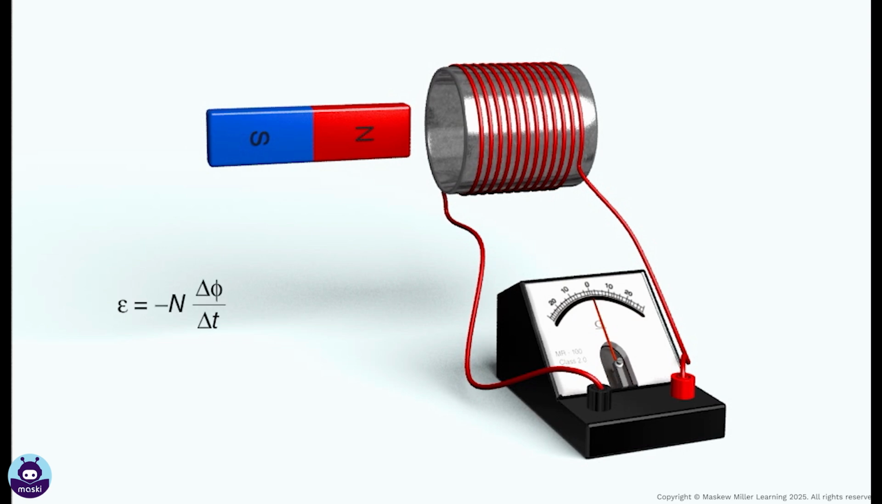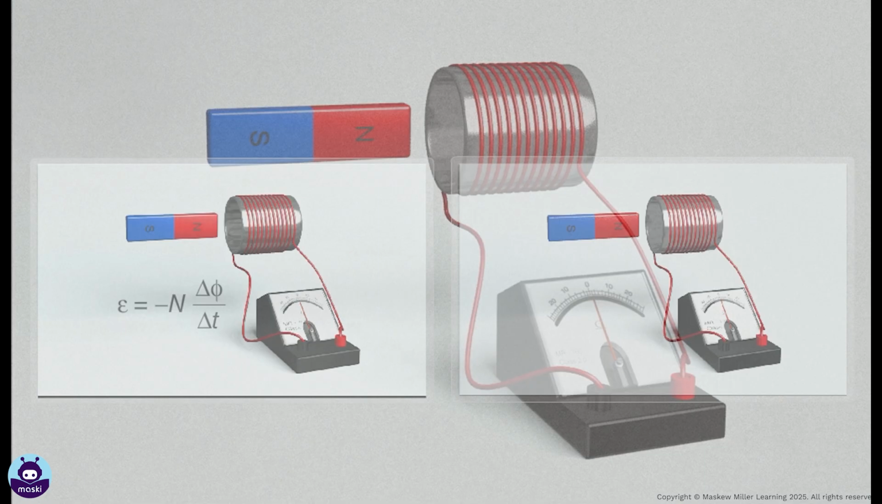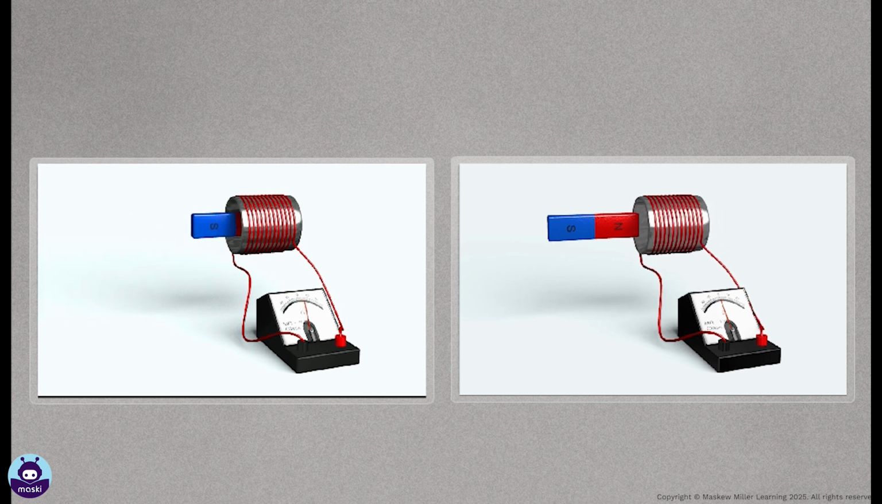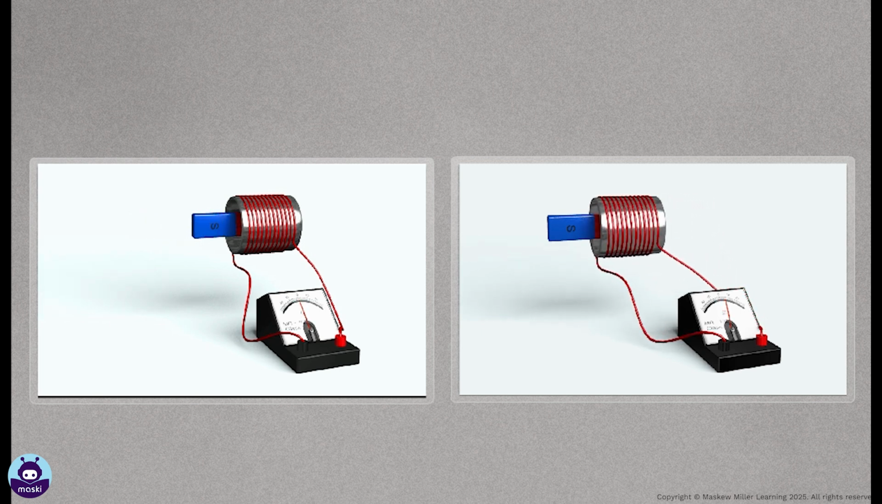This is the principle of electromagnetic induction, and Faraday's law gives the magnitude of the EMF produced and indicates the direction too. The induced current flows in a direction so that it produces an induced magnetic field that opposes the change in the magnetic flux.